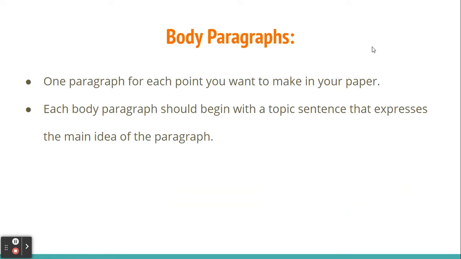So I'll move on to your body paragraphs. For your research paper, you should be writing one paragraph for each point that you want to make about your topic. So you have to think of a couple points to support your claim or your thesis statement, and for each of those points, write a body paragraph for it. And for each of these body paragraphs, you should start with a topic sentence that expresses the main idea of the paragraph, your whole point that you're trying to make.